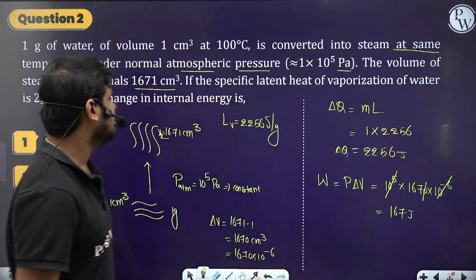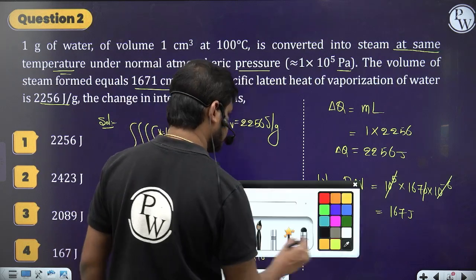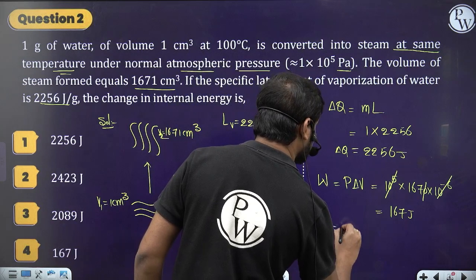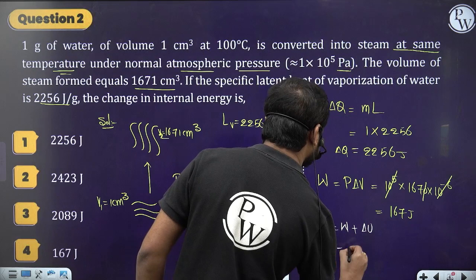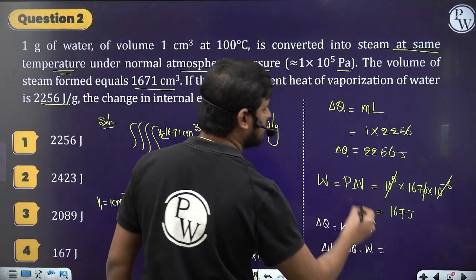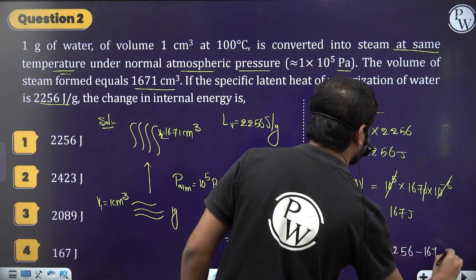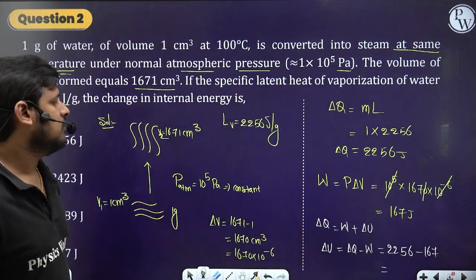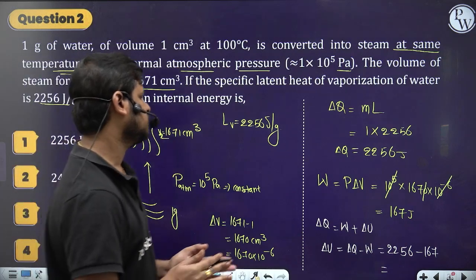So now what do we need? We need the internal energy, right? So again use the first law of thermodynamics. What's the first law of thermodynamics? Delta Q is equal to W plus delta U. So from here, delta U is equal to delta Q minus W. So what is delta Q? 2256 minus 167. So this comes out to be 2089.